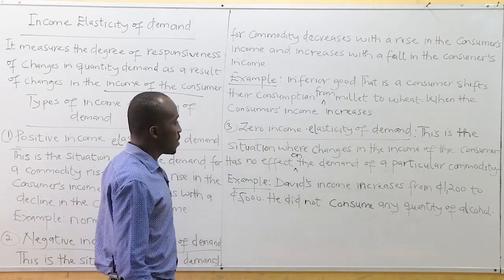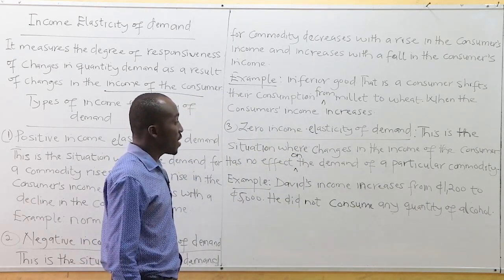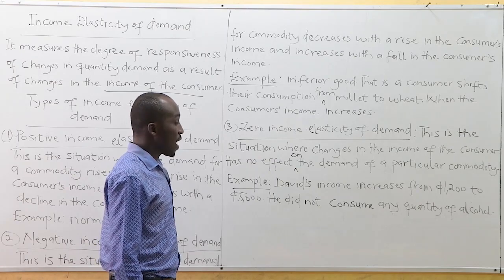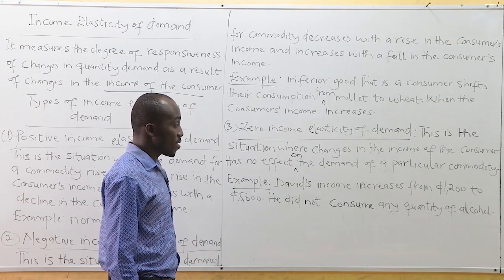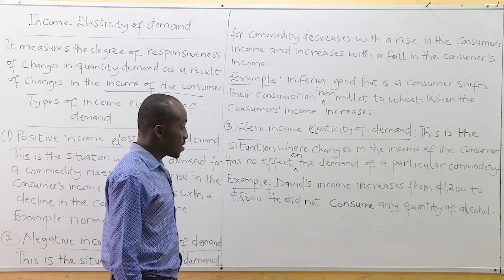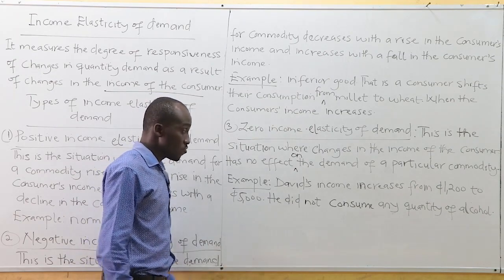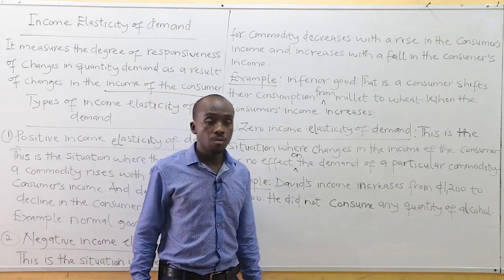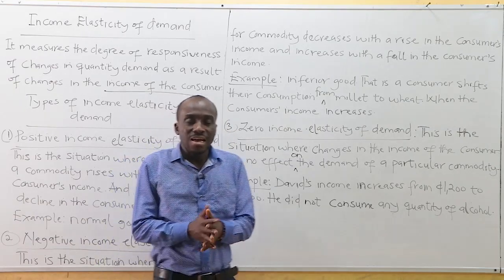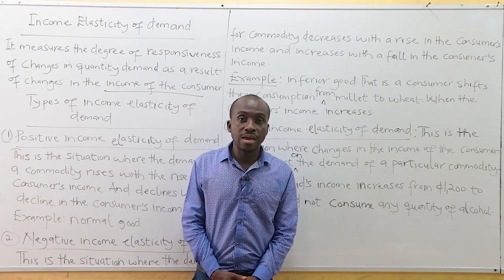Zero income elasticity of demand. This is a situation where changes in the income of the consumer have no effect on the demand for a particular product. Example, David's income increased from 1,200 to 5,000. He did not consume any quantity of alcohol, right? So sometimes goods have zero income elasticity.